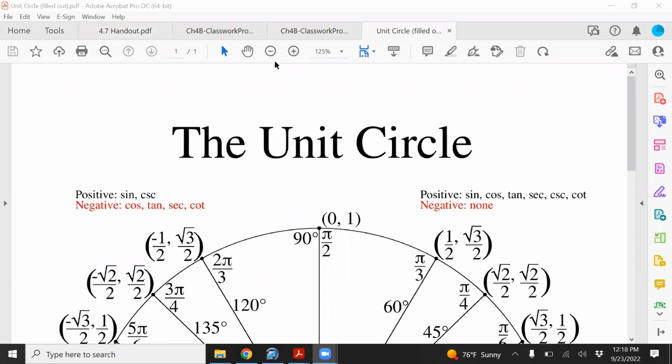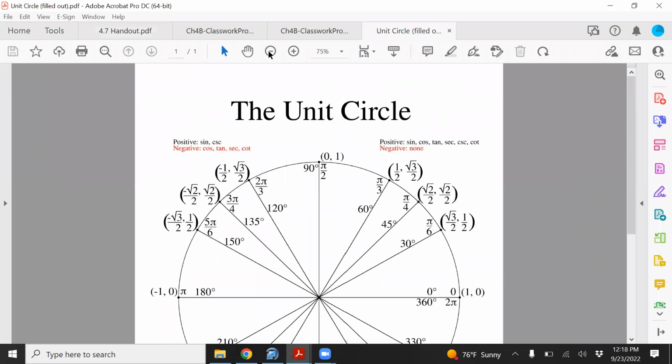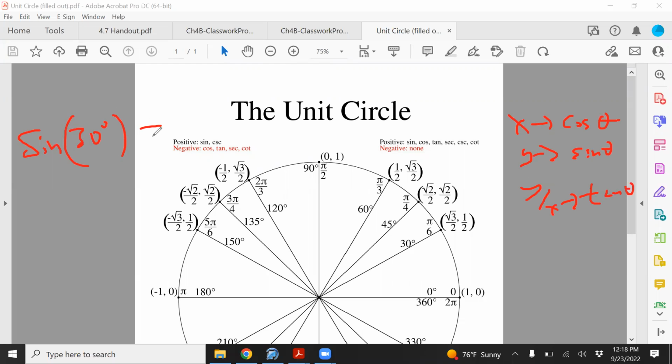All right, so here's the deal, and I'll show you the difference between all these things. So again, you guys just sit back and relax. So what if I had sine of 30 degrees? And remember, x is cosine theta, y is sine theta, and y over x is tan theta. Yeah, the answer is 1/2, right? Okay, so we got 1/2. Cool. But what if I did this?